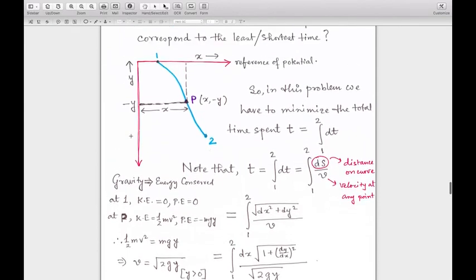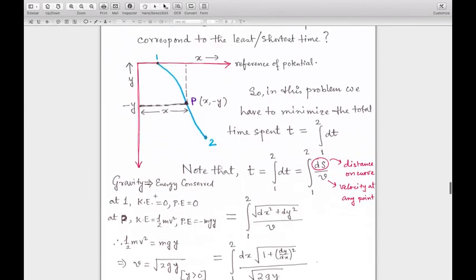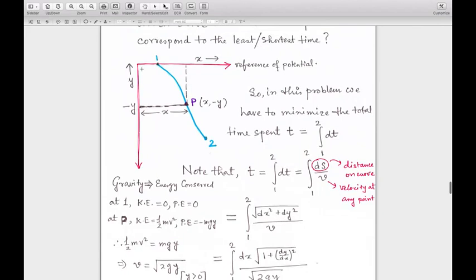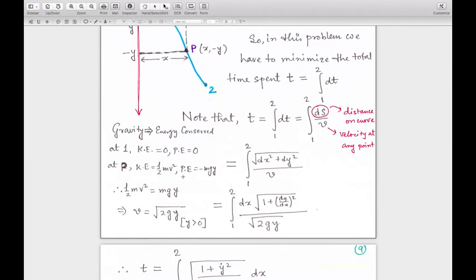So at this point 1, the kinetic energy is 0 because it was at rest, and the potential energy is 0 because it was at the reference of potential. Then at P, some intermediate point, it has kinetic energy half mv square, but potential energy minus mgy, where minus y is the y coordinate of P. Then simply by energy conservation, half mv square minus mgy is equal to 0, and v is equal to root over 2gy, where y is greater than 0.